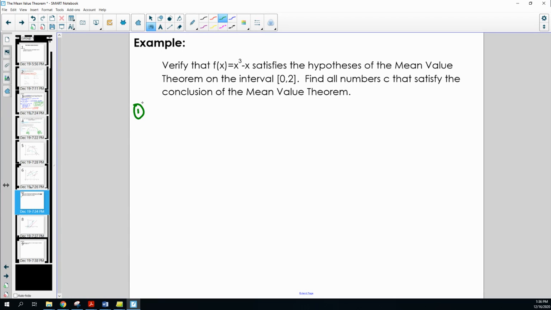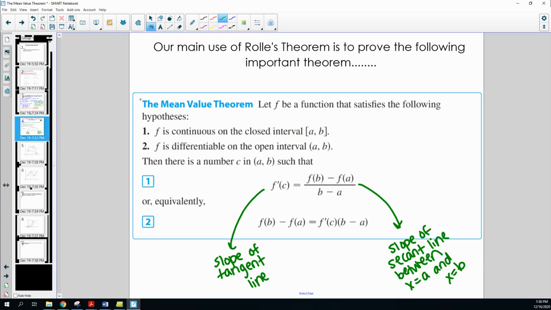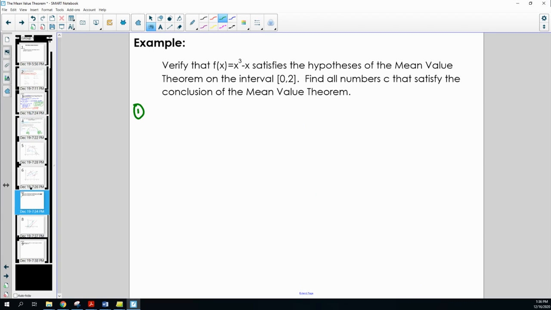So the first one is, I'll go back to here so we can see it. The first one is f is continuous on the closed interval, so the interval from 0 to 2. When I look at f of x, it is again a polynomial, so I know that it's going to be continuous, so I'm just going to write that out. So f of x is continuous on 0 to 2, and I'm just going to put because it's a polynomial.